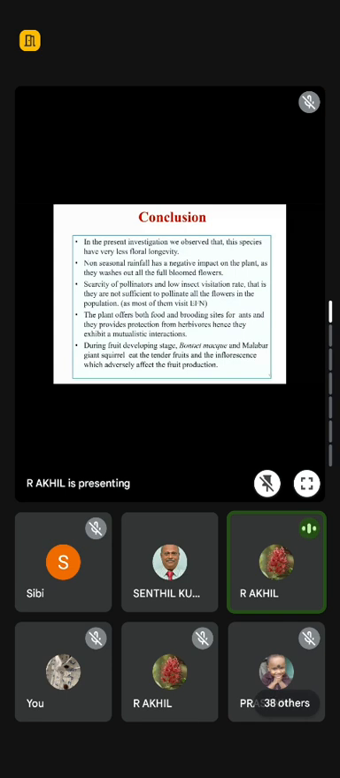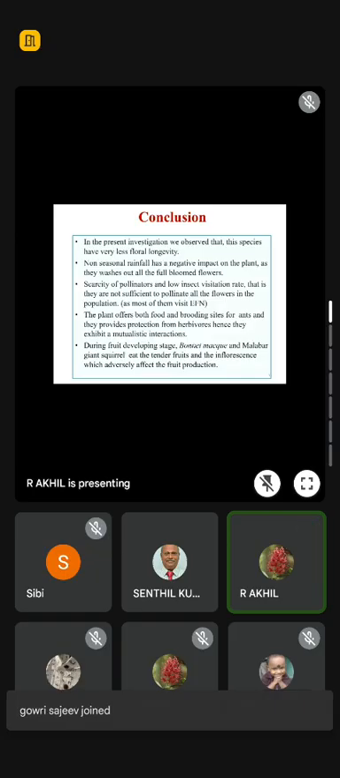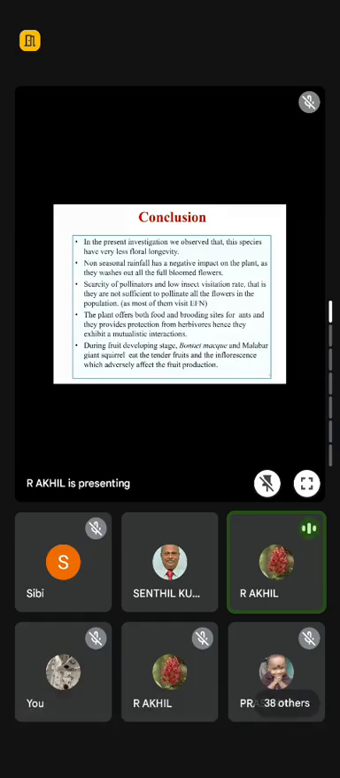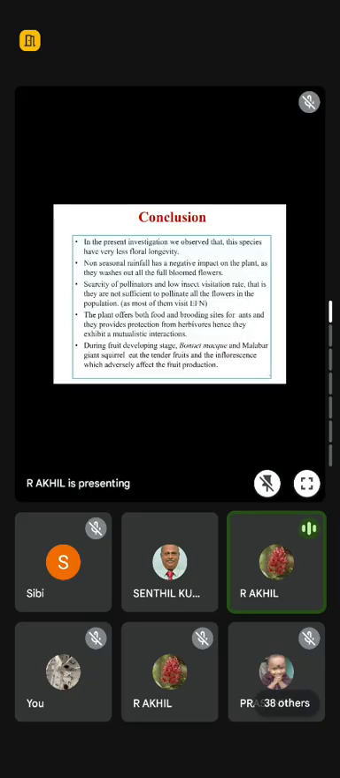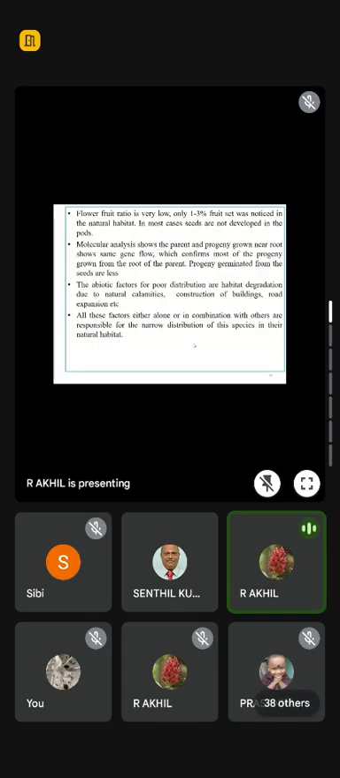The plant offers both food and breeding sites for the ants, and they provide protection from herbivores, hence they exhibit a mutualistic interaction. During the fruit development stage, bonnet macaque and Malabar giant squirrel eat the tender inflorescence and adversely affect the population. Flower to fruit ratio is very low. Only 1 to 3 percent was noticed in the natural habitat. In most cases, seeds are not developed in pods.